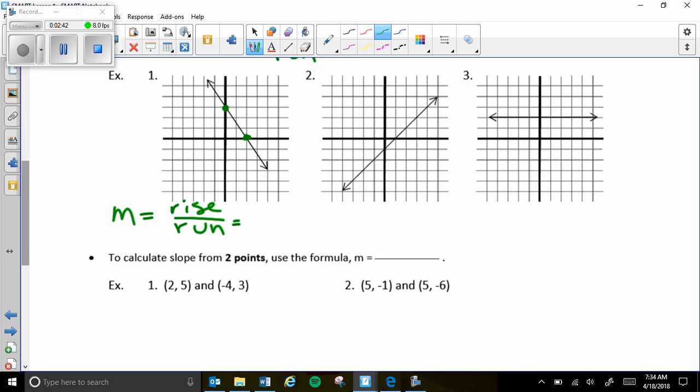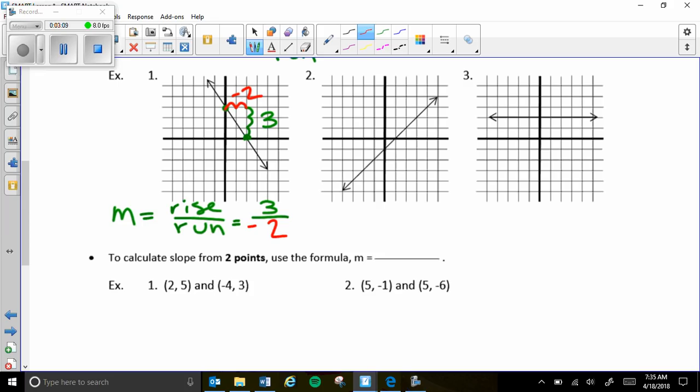So that means rise. How much do we go up or down? If we go up, it's a positive number. So 1, 2, 3. Up 3. And then how many do I go over? 1, 2. I run 2. My run is 2. But because I went to the left, it's not just 2, it's negative 2. So 3 over negative 2.